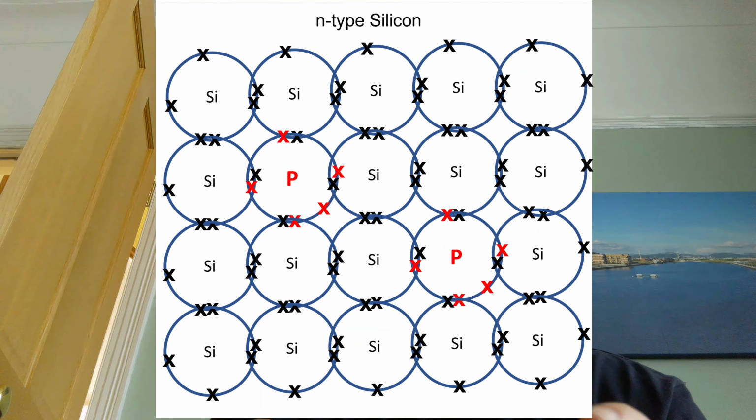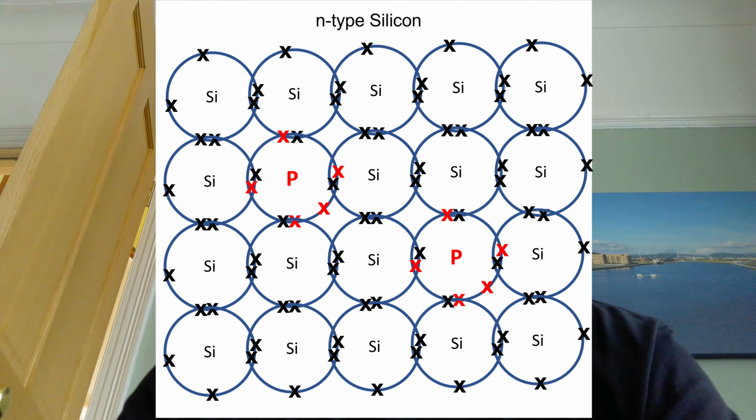And what this does is that phosphorus has 5 electrons in its outer shell, which means that 4 bond into the lattice and you have this 1 extra electron hanging around, which can be used to conduct electricity. So you improve the conduction in that way. So this is why it's called N-type doping or negative doping, because you introduce that negative electron into the lattice.